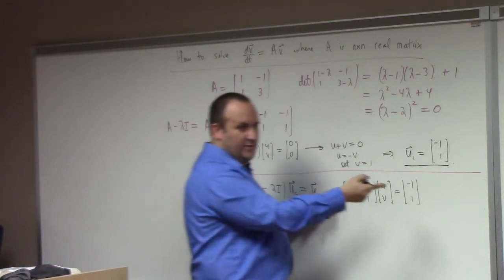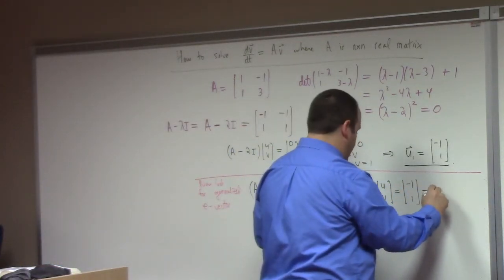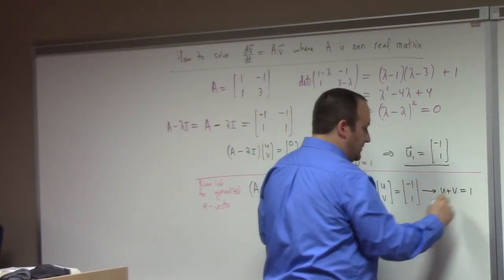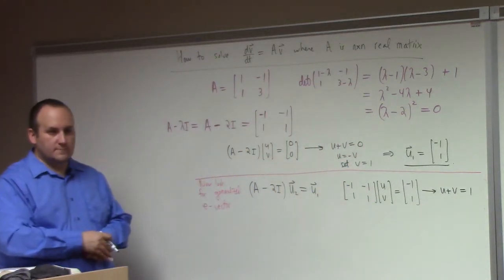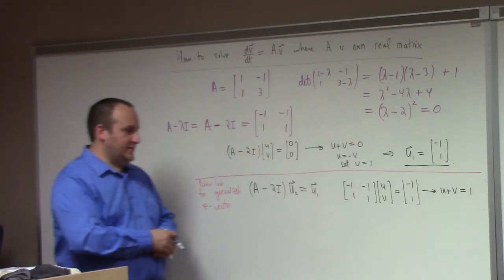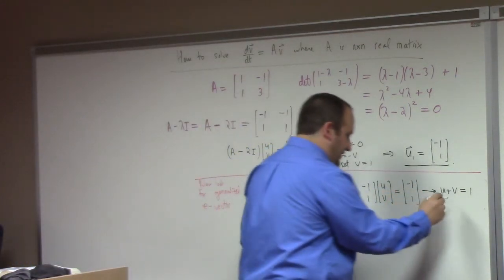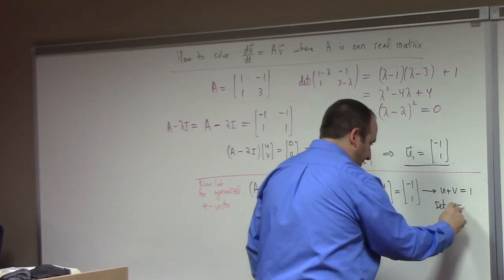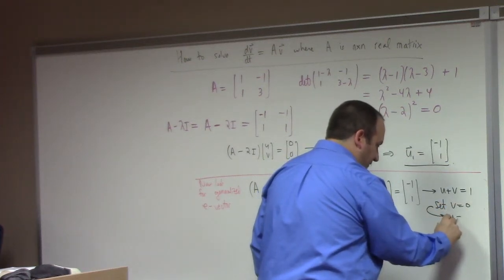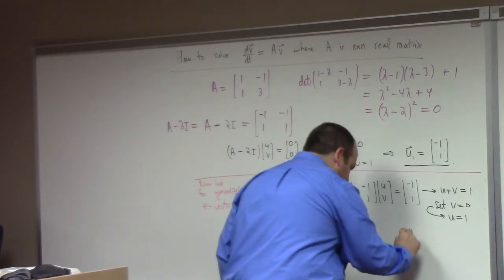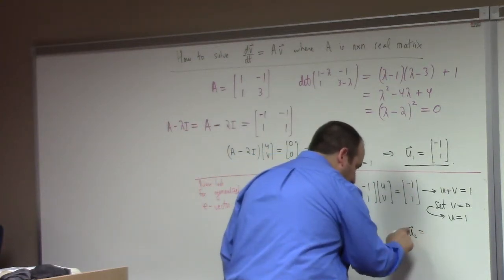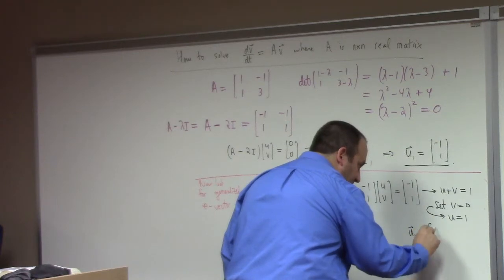This is, again, the same equation 2 times. We've got u plus v equals 1. Right? Many choices. I personally like to just set v equal to 0, and that will tell me that u is equal to 1. So my generalized eigenvector of order 2 is going to just be (1, 0).